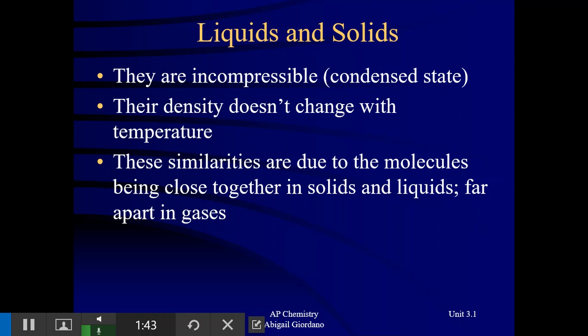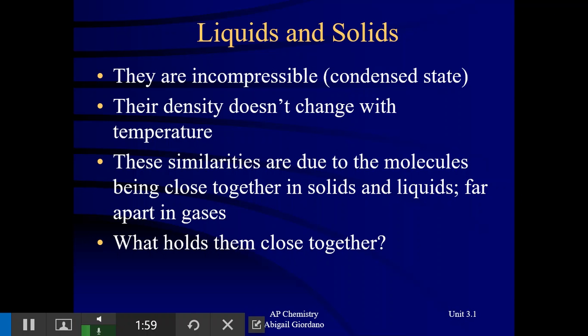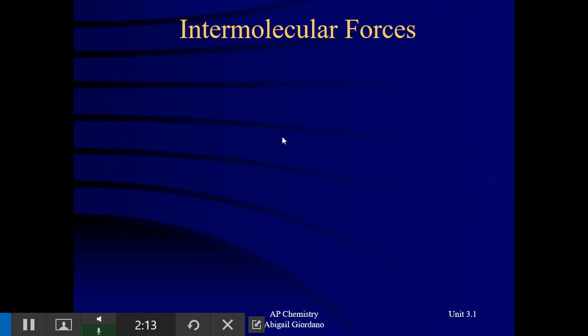And these similarities are due to the way that the atoms and molecules are held together. In solids and liquids, the particles are very close to one another. Gaseous atoms and molecules are very far apart. And what this unit is all about is what holds one atom or molecule to another. And that is intermolecular forces.